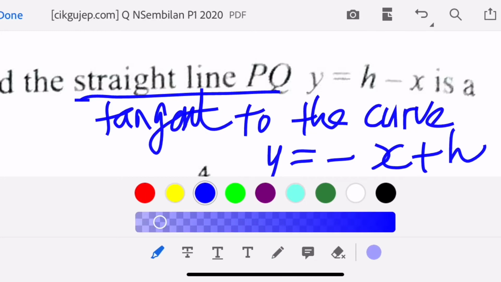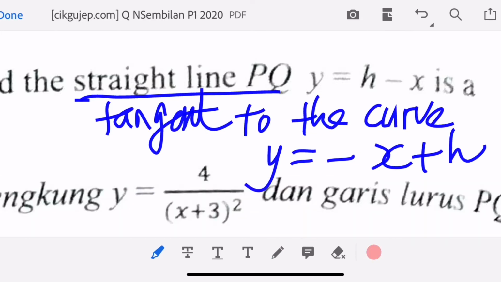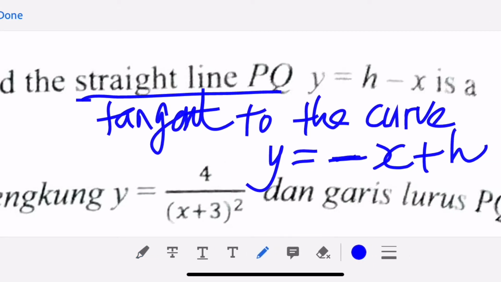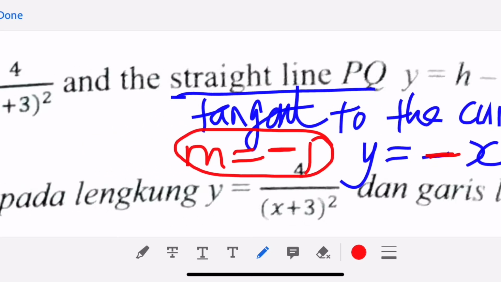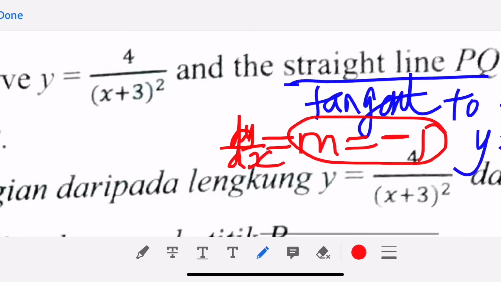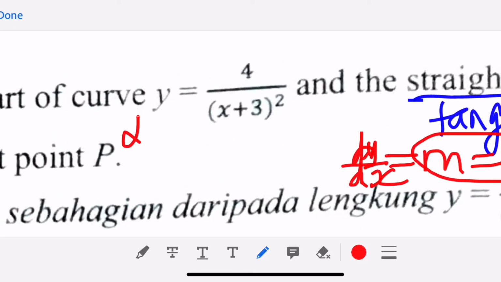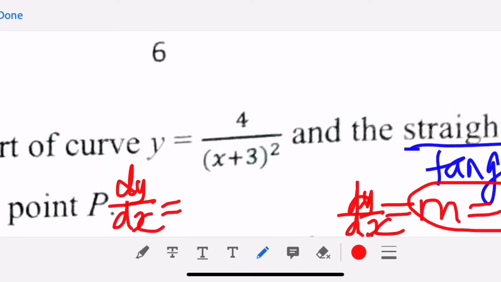Because the question is giving you the equation of the straight line, basically when they give you the straight line, you can read the gradient. So the gradient is the number in front of the x, which is -1. So you can write down m equal to -1. And the gradient of the tangent, remember, is dy dx. So you just do your dy dx, and then you equate it to -1. Then you will get the x.